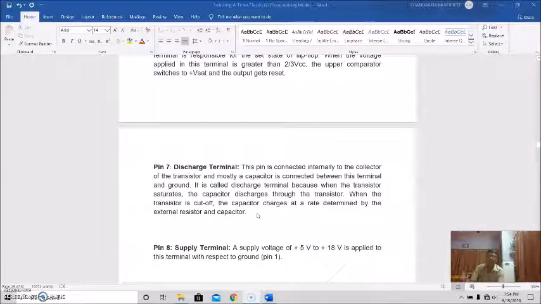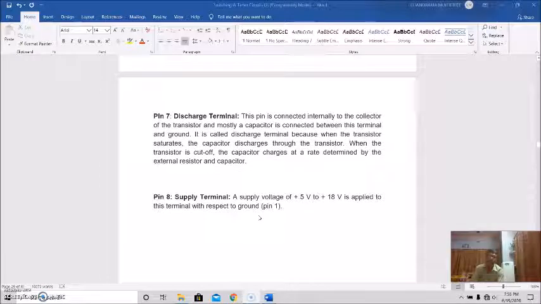Pin 7 is the discharge terminal. This pin is connected internally to the collector of the transistor, and mostly a capacitor is connected between this terminal and ground. So it is called the discharge terminal because when the transistor saturates, the capacitor discharges through the transistor. When the transistor is cut off, the capacitor charges at a rate determined by the external resistors and capacitor.